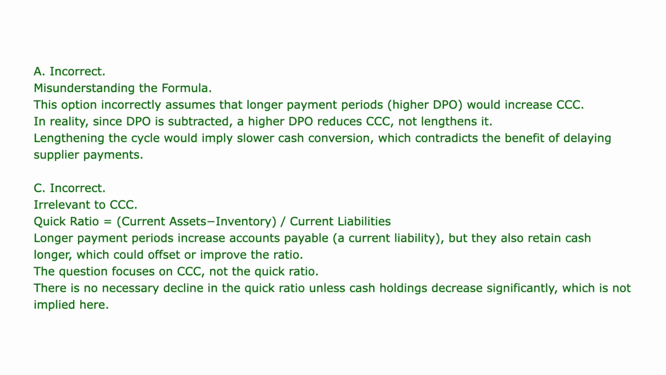Lengthening a payment period is an increase in DPO, not a lengthening of the cycle itself. A longer DPO means the issuer waits longer to pay, which is a shortening of the time cash is tied up. While longer payment periods increase accounts payable, a current liability, the focus remains on the CCC. A decline in the quick ratio is not most likely because the retention of cash can offset the increase in liabilities.